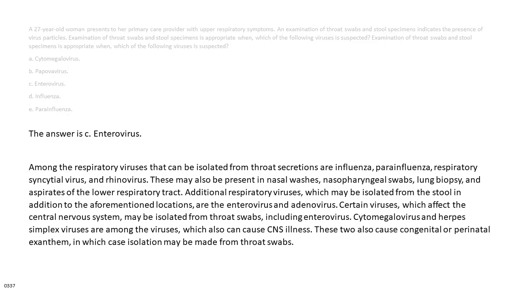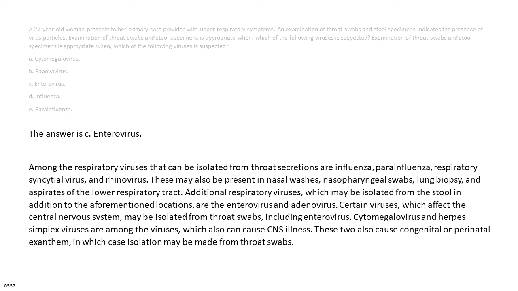The answer is C. Enterovirus. Among the respiratory viruses that can be isolated from throat secretions are influenza, parainfluenza, respiratory syncytial virus, and rhinovirus. These may also be present in nasal washes, nasopharyngeal swabs, lung biopsy, and aspirates of the lower respiratory tract.